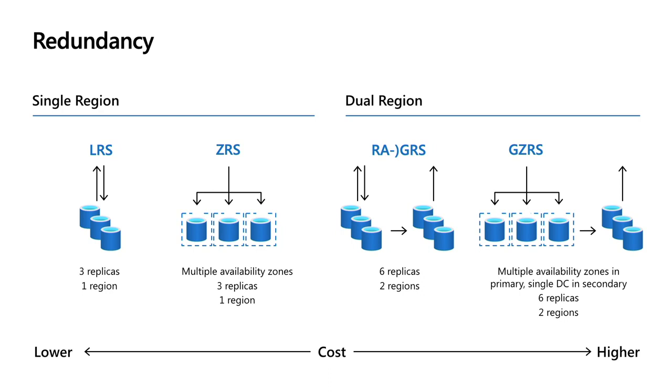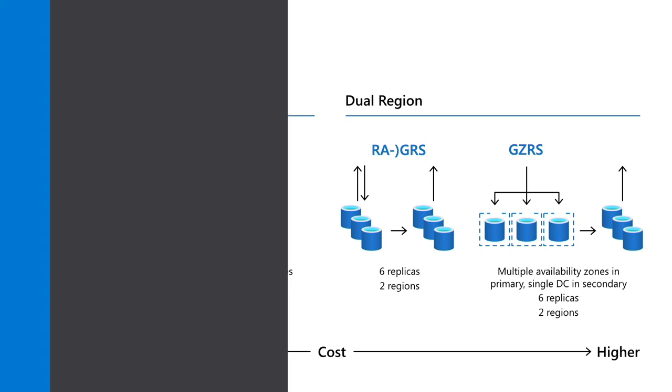Now, we also have, finally, GZRS, Geo-redundant, zone redundant storage, which combines a ZRS account on the primary region with an LRS account on the secondary region. So you get the same high availability of ZRS in the primary with the geo-protectedness of GRS to that secondary region.